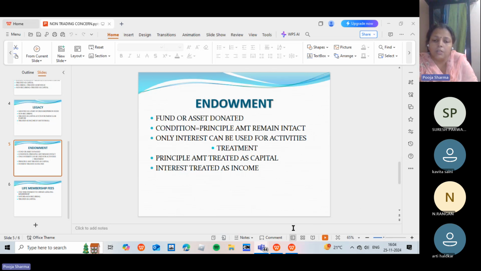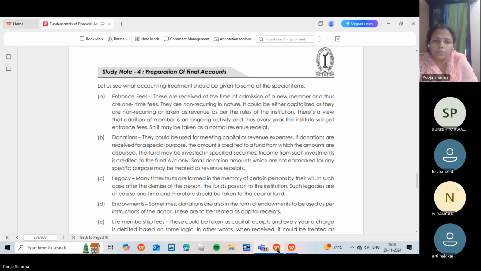Now let's read what is written in the book. Sometimes the donations are also in the form of endowment, to be used as per the instruction of the donor. What is the instruction of the donor? That we are not going to utilize the principal amount they have given to carry out the activity. But the interest income we generate from it by investing the principal amount, only that we can utilize, not the principal amount they have contributed. This is the instruction of the donor, so the amount they have contributed is treated as a capital receipt.